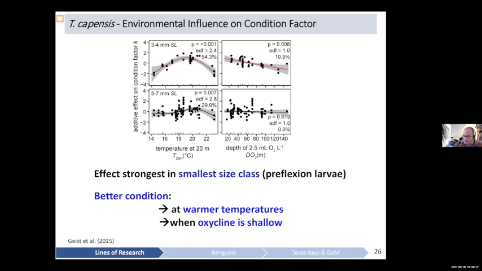Meaning, once again, speaking to the interpretation that they're pretty robust over quite a broad spectrum of temperatures and dissolved oxygen levels.